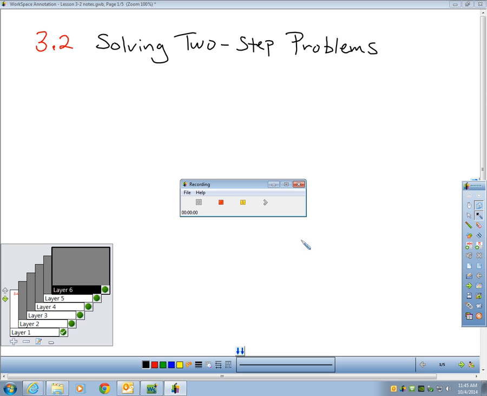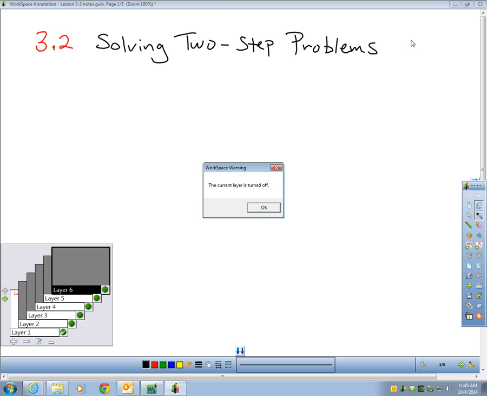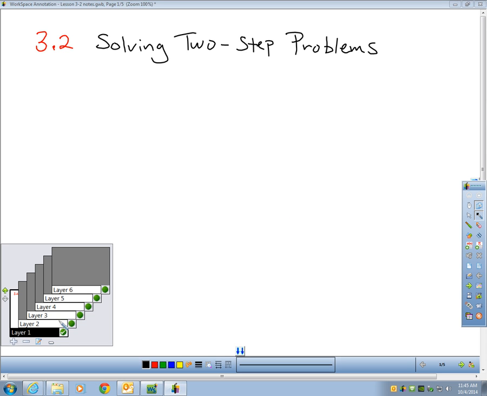You should be on page number 141 right now. Actually, I guess you could go right to 144. There isn't any vocabulary in this lesson. We're going to be solving two-step problems today. I'll just write that down. We're on page 144. All right? We're going to get right into solving problems.